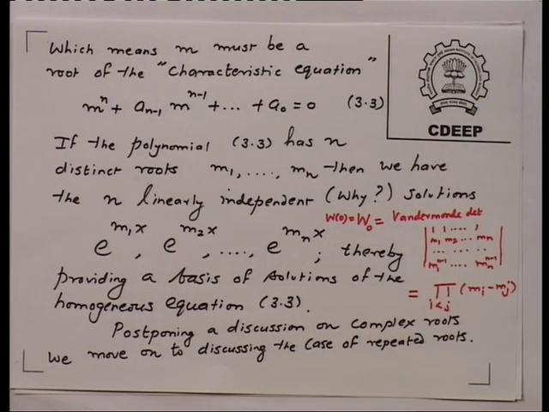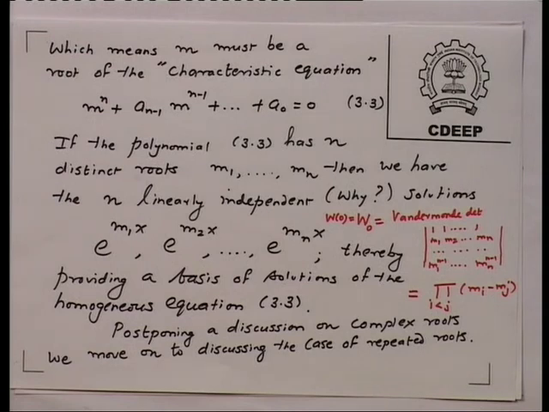They are solutions of a linear ODE. So these n functions are linearly independent. Can you give another argument for linear independence without using the Vandermonde determinant? Assume that m1, m2, etc., mn are real just to begin with. Assume that m1 is less than m2 is less than etc. less than mn. But what do you have to show for linear independence?